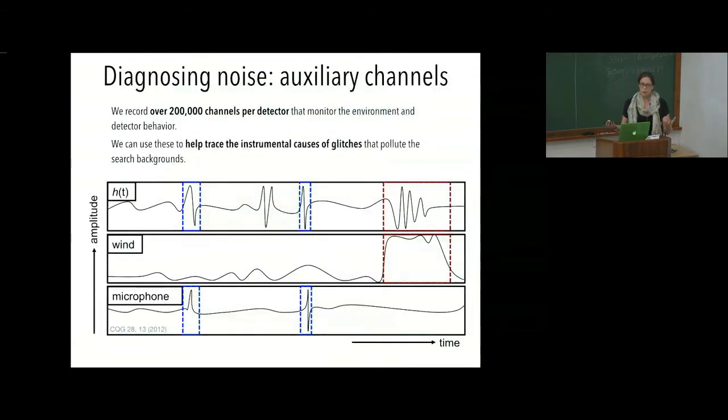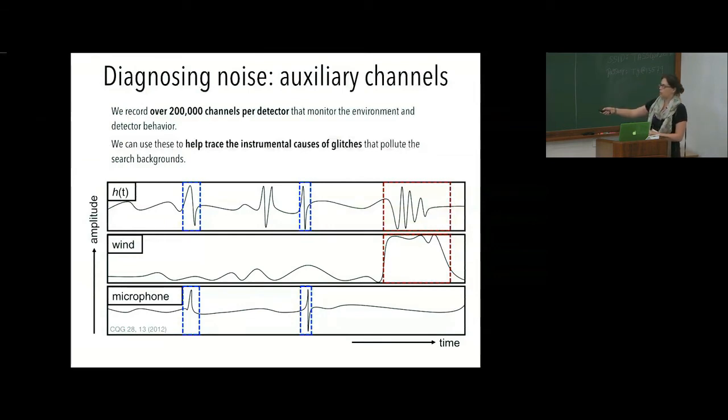So we recognize that we have noise that's influencing our ability to do gravitational wave astrophysics. So what can we do? We try to diagnose it and mitigate it as much as possible. And a very important part of that is auxiliary channels. These are other collected time series that measure things other than our gravitational wave signal. There are about 200,000 of these channels at both sites, so it's a big data problem to analyze all of them statistically.